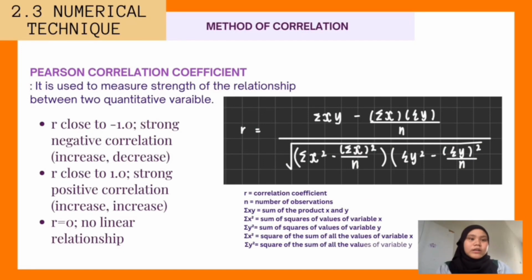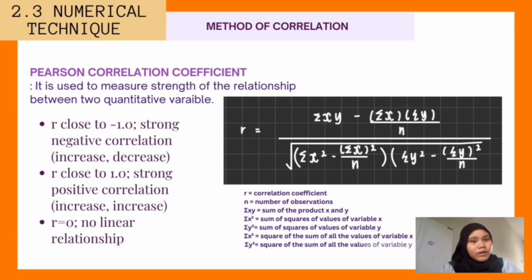Next, method of correlation. Pearson correlation coefficient. It is used to measure the strength of the relationship between two quantitative variables. So, when the value of r, the correlation coefficient, is close to negative 1.0, it shows a strong negative correlation between the two variables. This means an increase in one variable causes the other one to decrease.